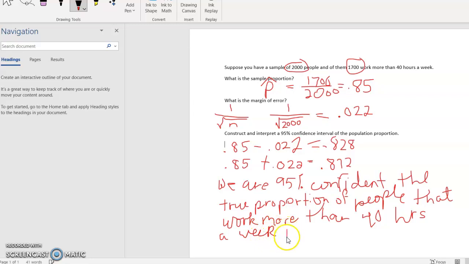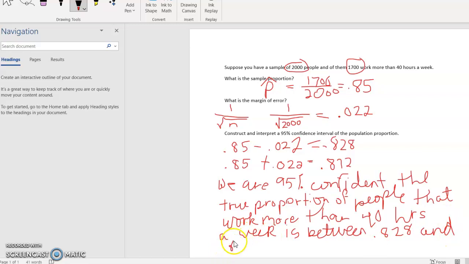Is between, and here's where we're going to use the lower and upper limits that we got from the confidence interval construction, 0.828 and 0.872.